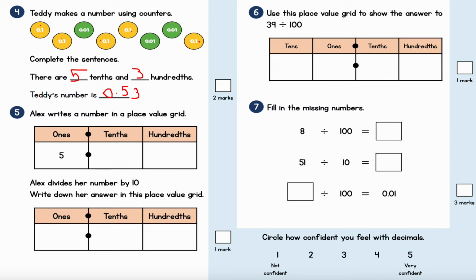So remember that this is my tenths column, this is my hundredths column, and this is my units column, or my ones column. This is question number 5. Alex writes a number in a place value grid. The ones is a 5. Alex divides the number by 10. Write down her answer in this place value grid. Well, 5 divided by 10 is going to be 5 here. So it's 0.5, but obviously it's 5 tenths.